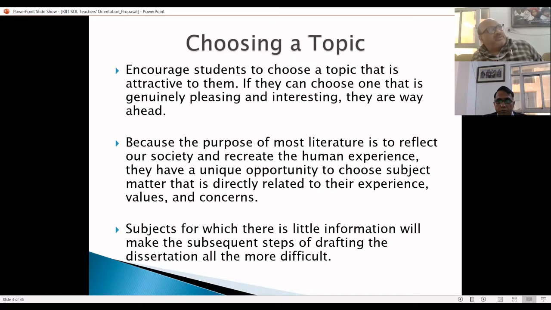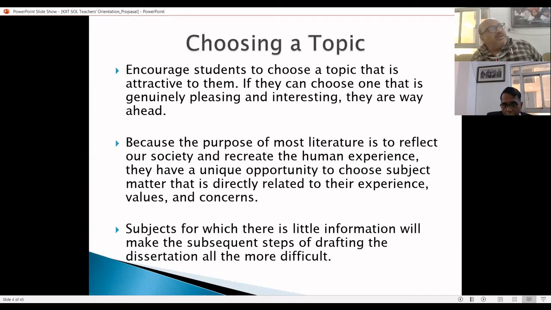Something to which they are attracted must be accommodated in the best possible way. Why? Because if their interest is respected, or if they write research work on a topic of their interest, they will be passionate about it. And writing a research work, even a small research paper, requires a lot of effort.